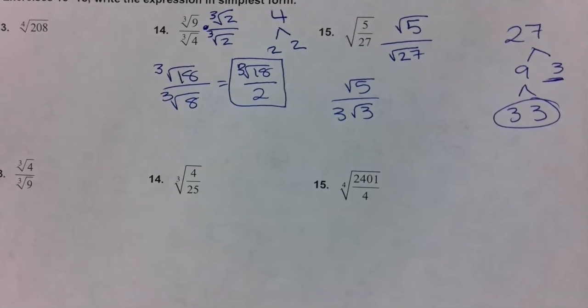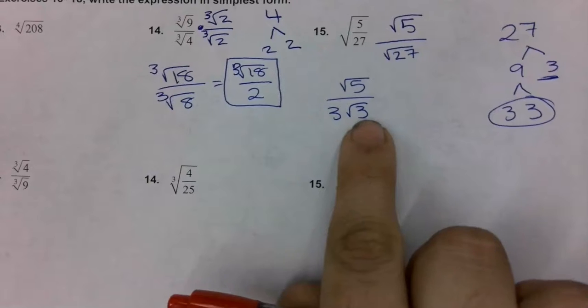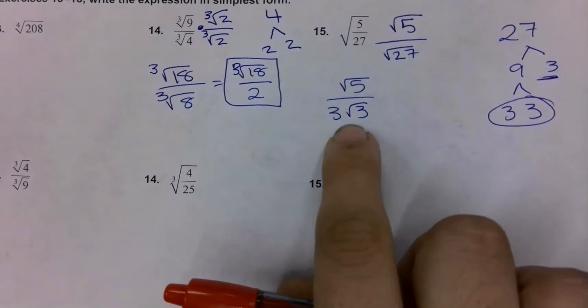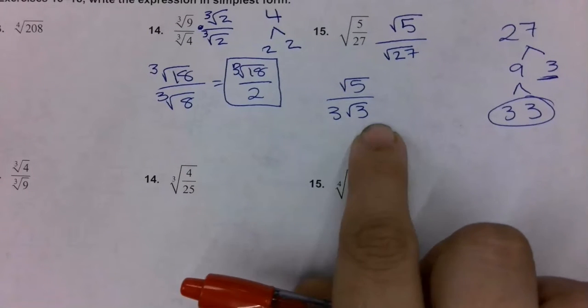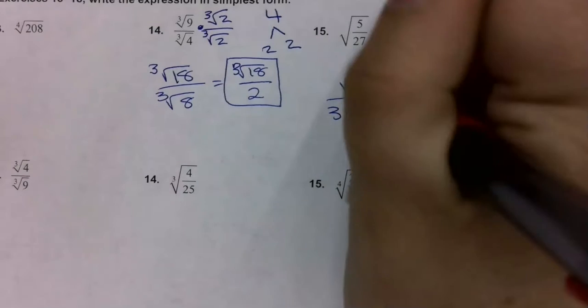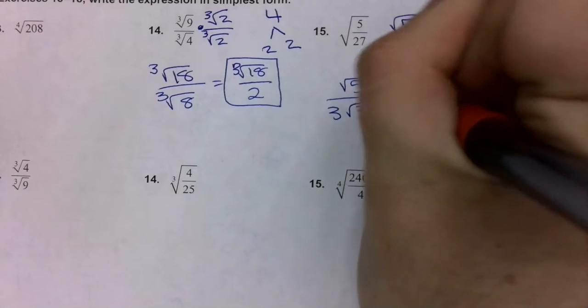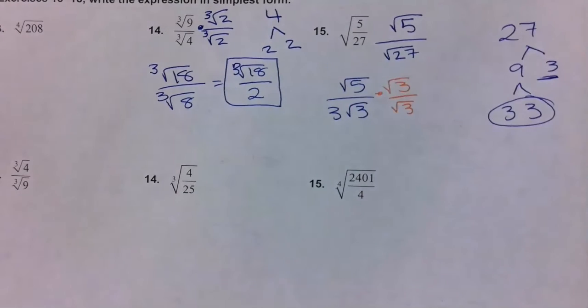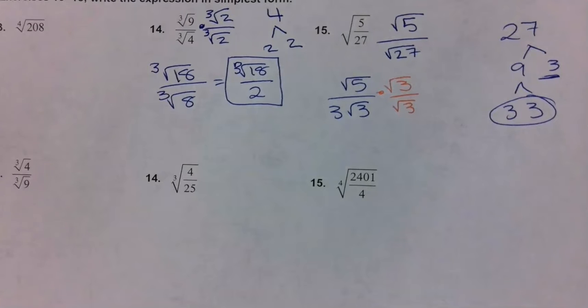How do I get rid of a radical on the bottom? Not the cube root, I just need the regular square root. But there's a 3 on the outside. There's a 3 on the outside, that's fine, but the 3 on the inside is the problem. So I need to multiply by a square root of 3 on the top and bottom.